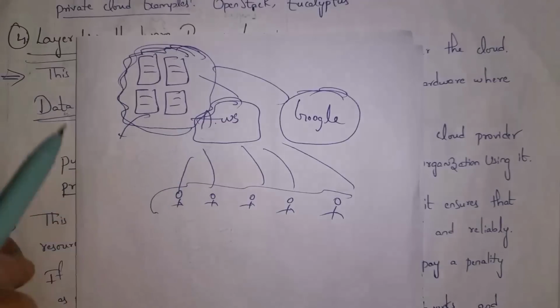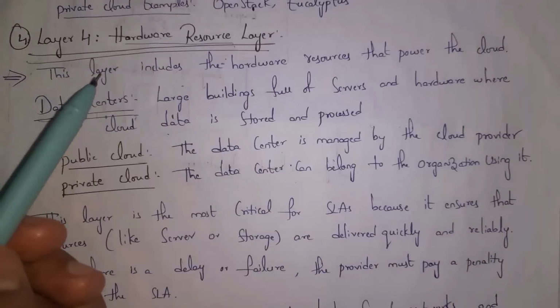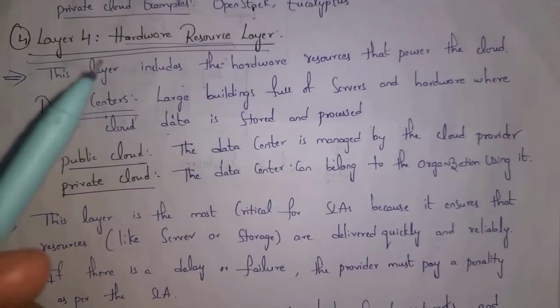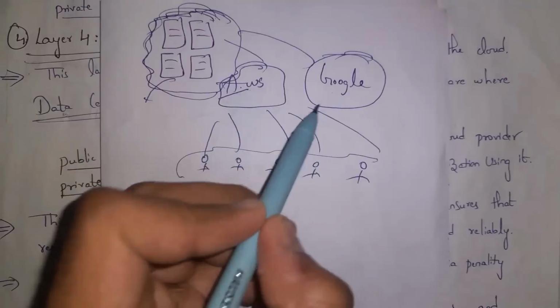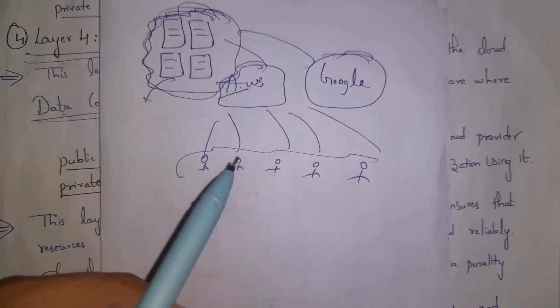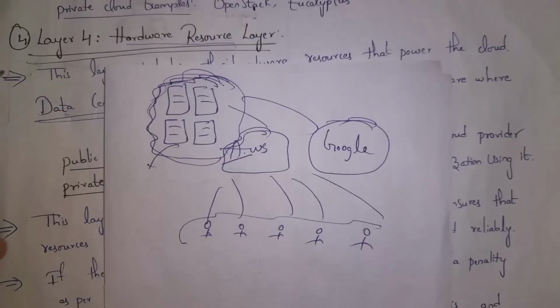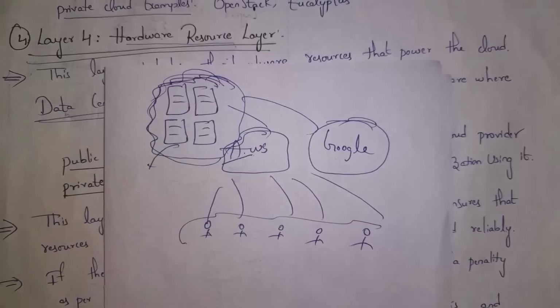Whenever a user uploads any data in cloud, the data is stored in data centers. So data centers are large buildings full of servers and hardware where cloud data is stored and processed. Guys, AWS and Google both are public clouds because anyone can use them by using the internet. And in public clouds, data centers are managed by cloud providers. So AWS and Google are cloud providers. They will manage data centers.